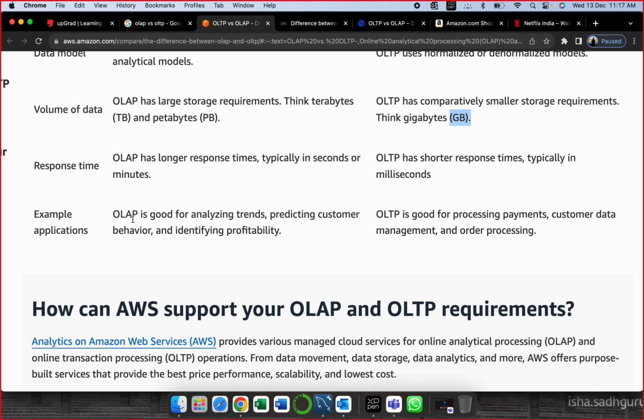So examples of OLAP are analyzing trends, predicting customer behavior, identifying profitability. I have already told you where OLAP is used. OLTP is like processing payments, customer data management, and order processing. We have already discussed this.